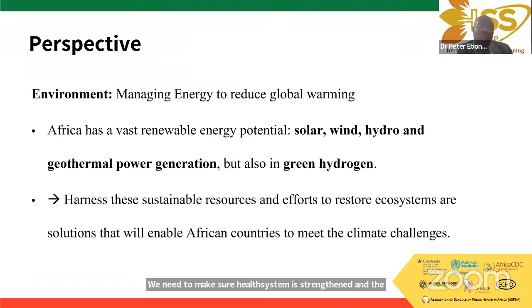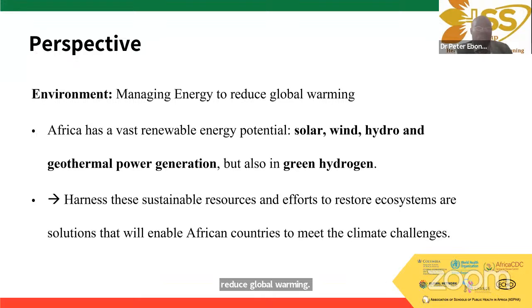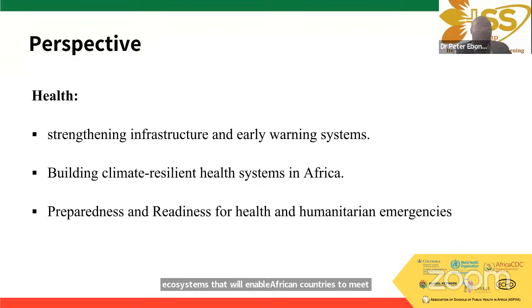In terms of environmental perspective, there is a need to manage energy to reduce global warming. We know that there is a lot of sun, and there is a lot of renewable energy potential in Africa, like solar, wind, hydro, and geothermal power generation. So it's important to harness these sustainable resources and work to restore the ecosystem, with solutions that will enable African countries to meet the climate challenge. In terms of health perspective, we can talk about strengthening infrastructure and early warning systems, building climate-resilient health systems in these countries, and then ensuring preparedness and readiness for health and humanitarian emergencies.